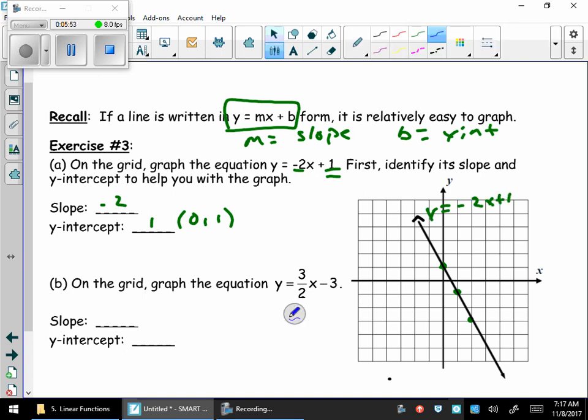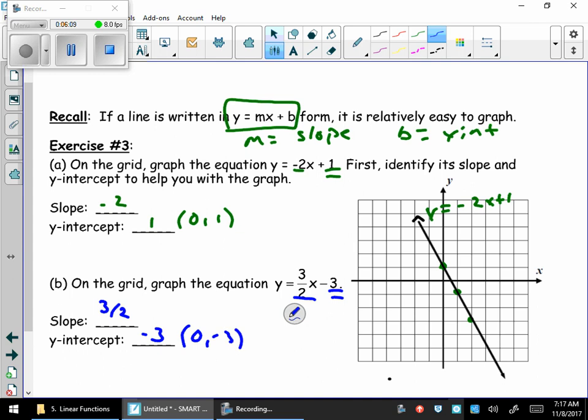Now our next example is basically the same idea. I'm going to identify my slope. My slope is going to be the number that's in front of my x. My y-intercept is going to be the number by itself. In this case, the slope is going to be 3 over 2. The y-intercept is going to be negative 3. That is a point at (0, negative 3).